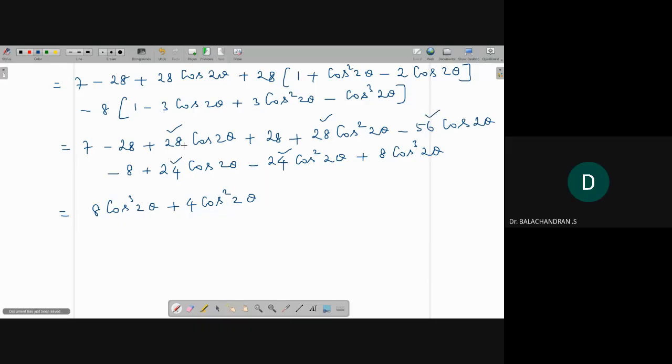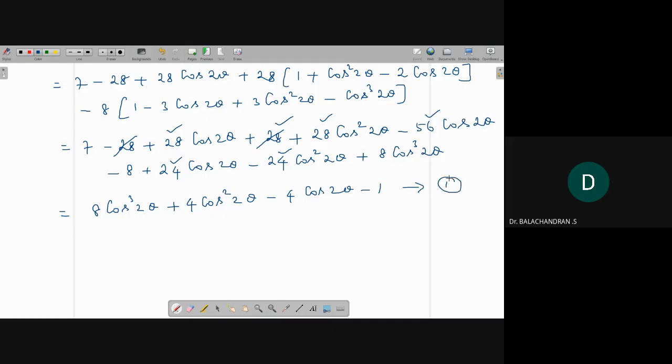So this is nothing but 56 minus 4, minus 4 cos 2 theta. And then the constant term, 28 minus 1. 28 gets cancelled. Yes, 7 minus 8 is minus 1. I call this equation 1.